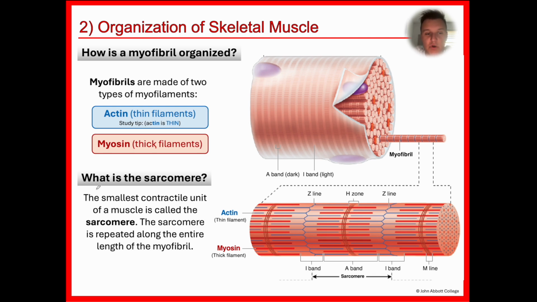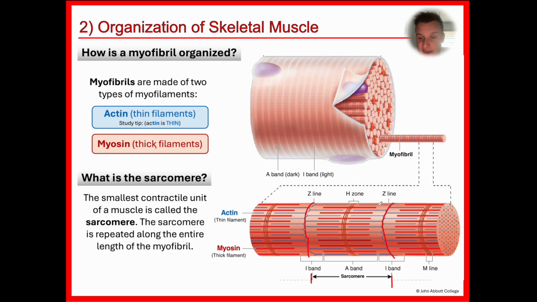Now, what is a sarcomere? A sarcomere is the smallest contractile unit of a muscle. We call that the sarcomere. And so the sarcomere is repeated along the entire length of the myofibril. Here's one myofibril. This here is one sarcomere. It's from this Z line to this other Z line. And this is the M line. This is like the middle line.